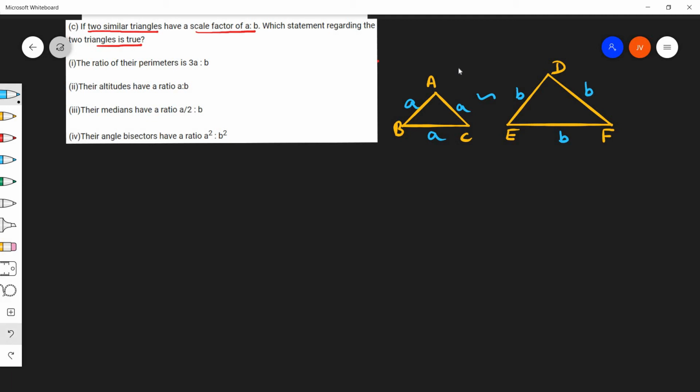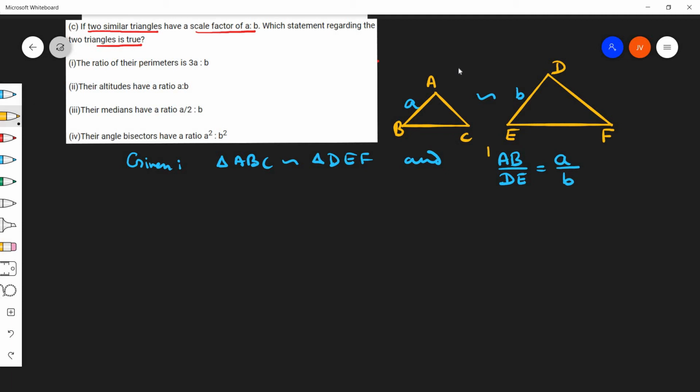So just to show only one part, I remove the remaining. So AB by DE is equal to BC by EF is equal to AC by DF is equal to A by B. So that is what is given to us. Given to us that triangle ABC is similar to triangle DEF. Along with that, the corresponding sides are proportional to each other and they are equal to A by B. So they are drawn on the scale factor A is to B.